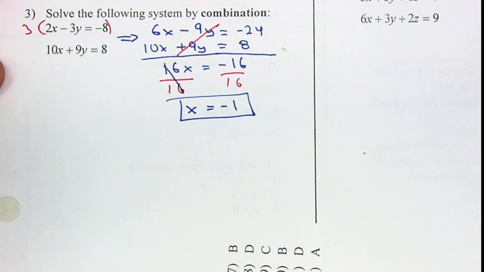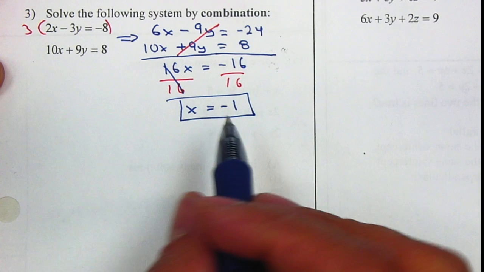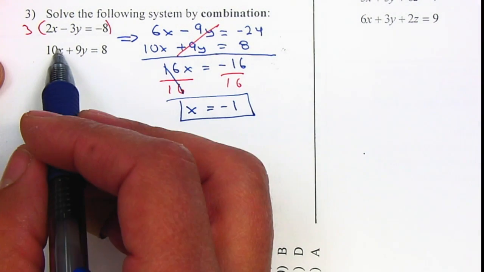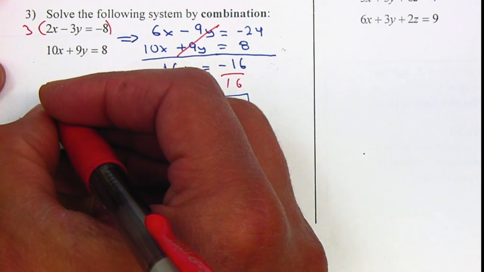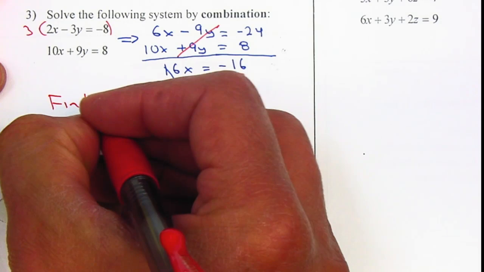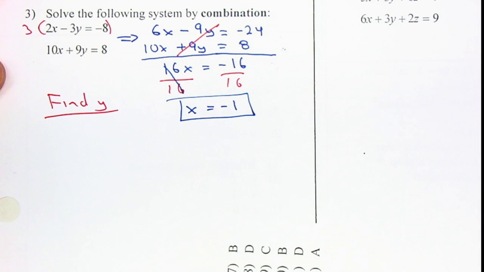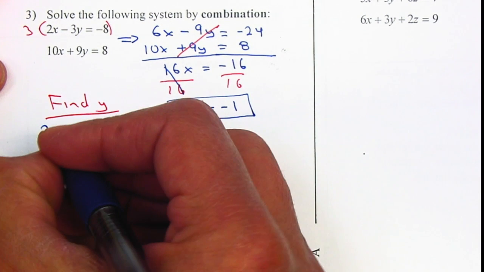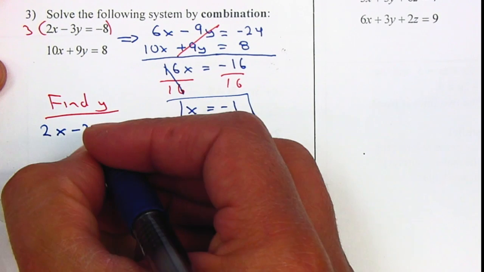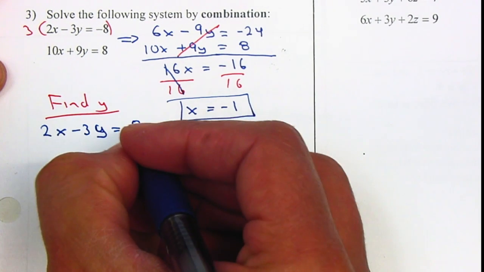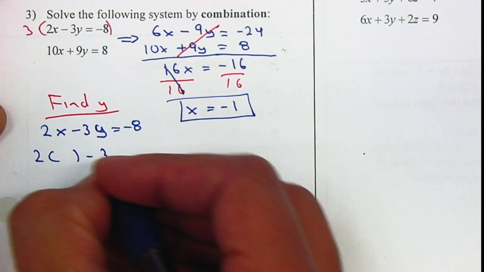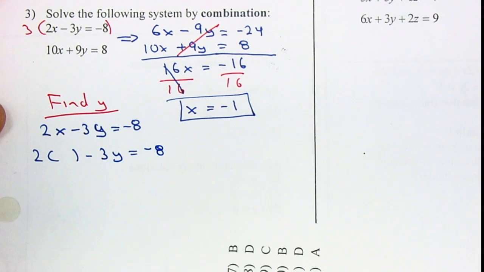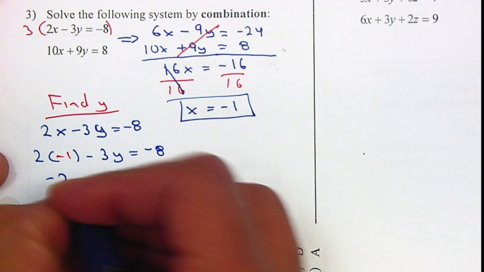To find the y value, you can decide to plug into the first one or the second one. It doesn't matter. You'll get the same answer. I usually try to plug into the one that has smaller numbers. So I'm going to find y. I have 2x minus 3y is equal to -8. But instead of the x, I'm going to replace it with a -1. That gives me -2 minus 3y is equal to -8.